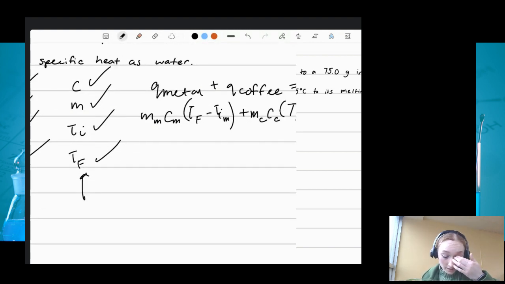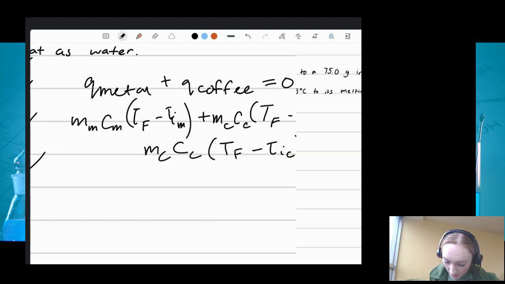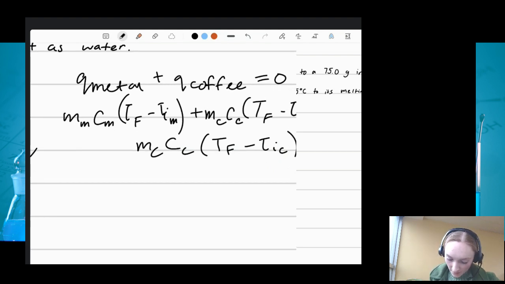First, we can subtract one of these terms on both sides. So it can look like MC, CC, TF minus TI, I'm just going to keep the coffee one over here, equals M M, and that'll be negative CM, TF minus TIM.